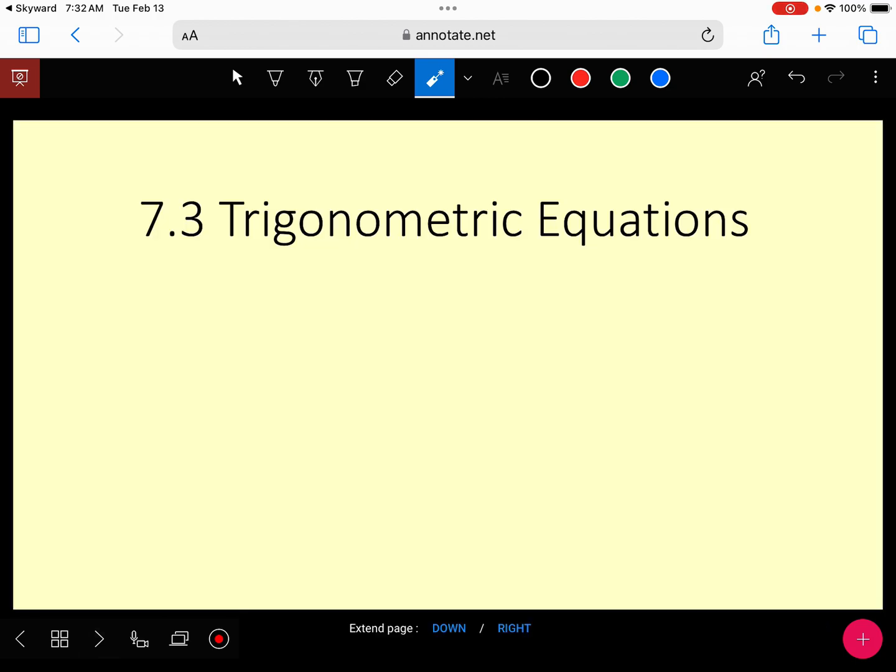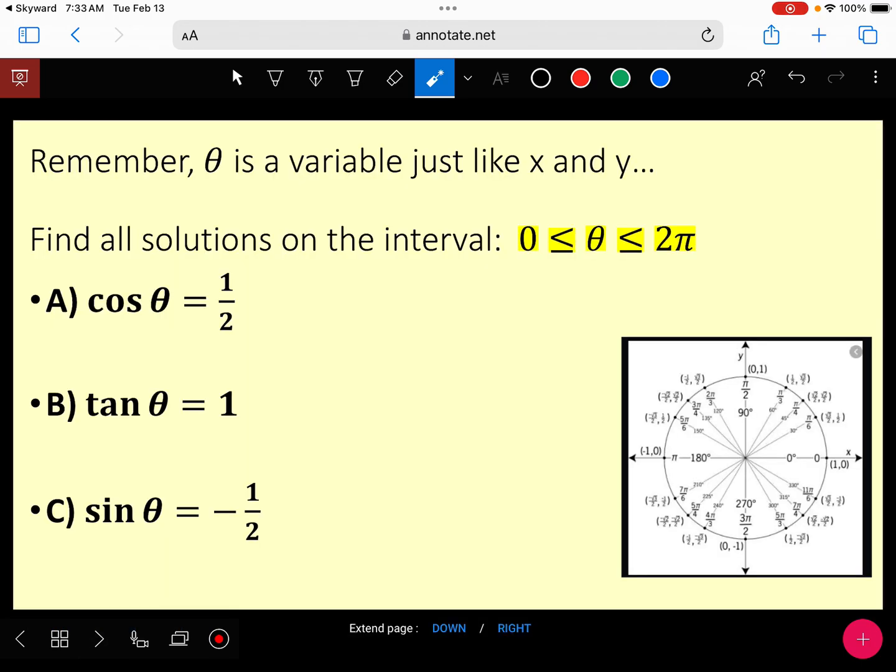All right, so 7.3 trig equations. We already got our notes titled. You can just write trig equations. All right, let's get started. Copy it down. The only thing to remember is the directions, which says find all of the solutions. So this is just a little bit different. I'll give you about 60 seconds to copy this down, and then we'll start working through them together.